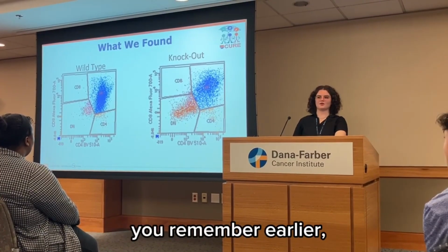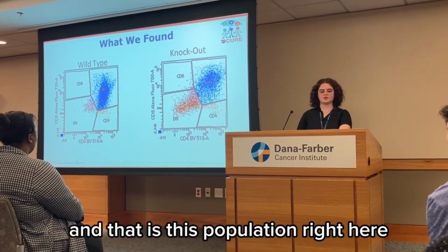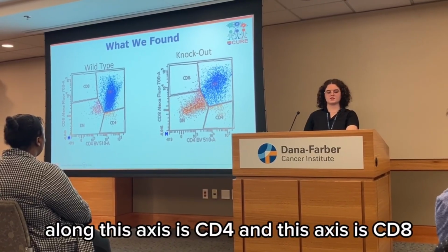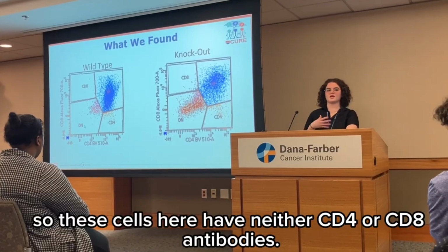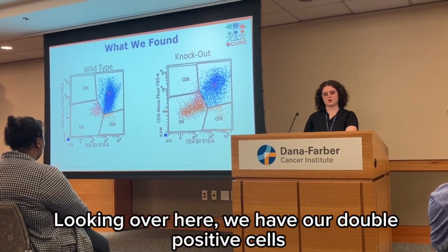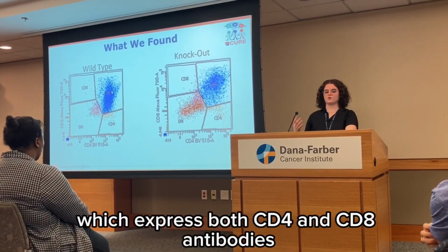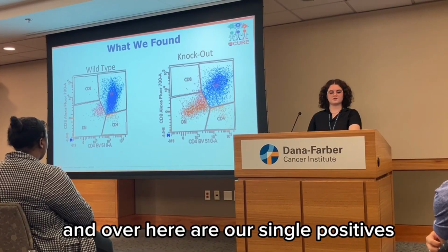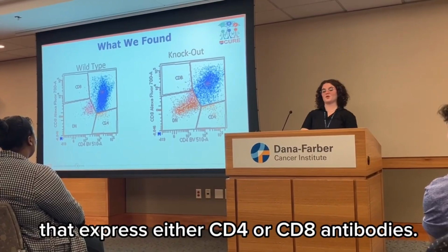Hopefully, you remember earlier, I mentioned our double negative T cells, and that is this population right here. Along this axis is CD4, and this axis is CD8. So these cells here have neither CD4 nor CD8 antibodies. Looking over here, we have our double positive cells, which express both CD4 and CD8 antibodies. And over here are our single positives that express either CD4 or CD8 antibodies.